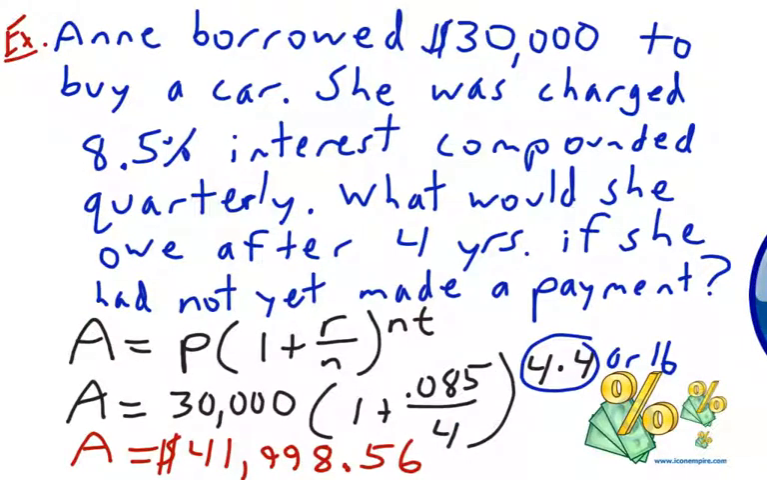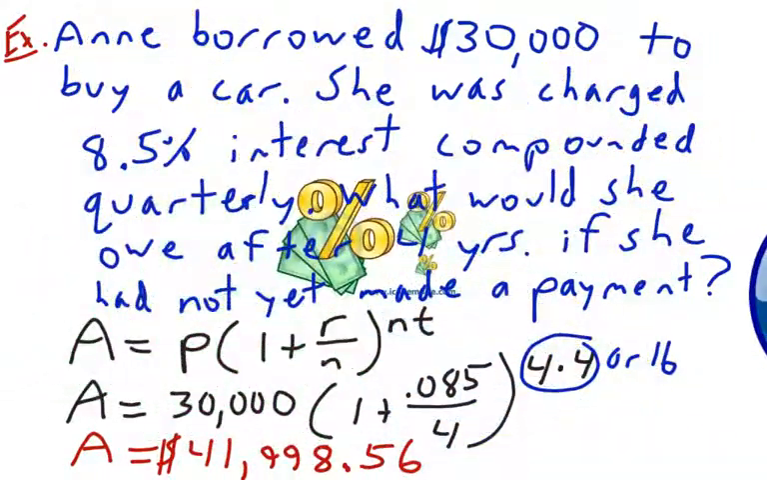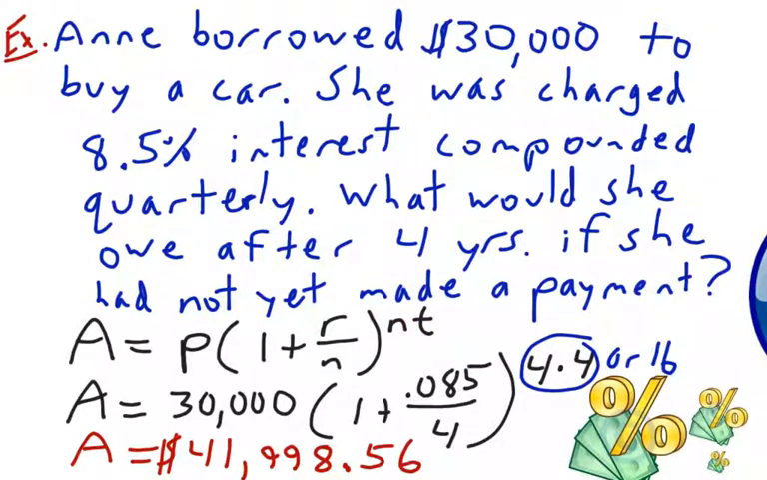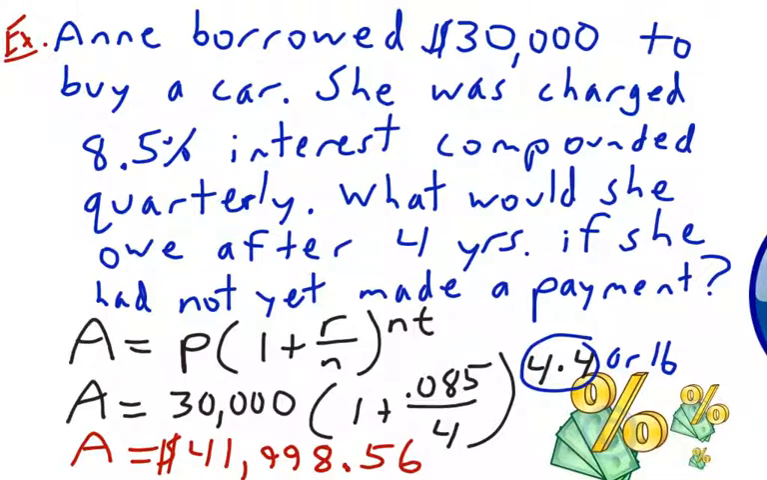My oh my, I got $41,998.56. That's a lot of interest. How much interest would that be? Well, if you subtracted that from the original value, it would be $11,998.56 extra she borrowed just to have that car. She better make a payment, huh?